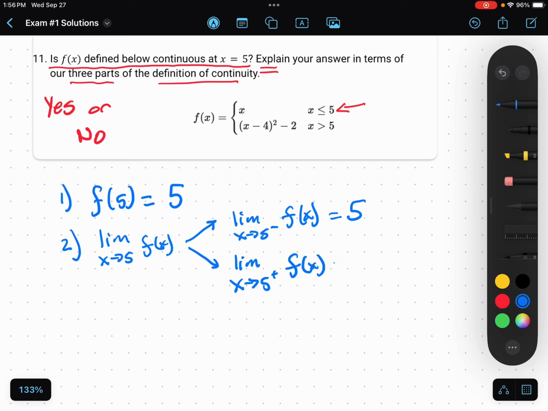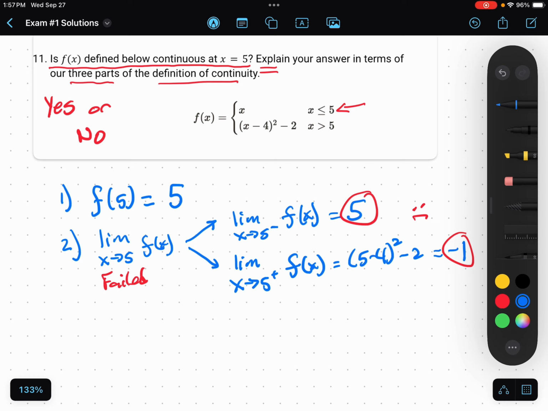So I'm going to do 5 minus 4 squared minus 2. That is 1 minus 2, which is negative 1. So the limit doesn't even exist. These two are different. That is a sad face. So we failed right here, and therefore f of x is not continuous at x equals 5.